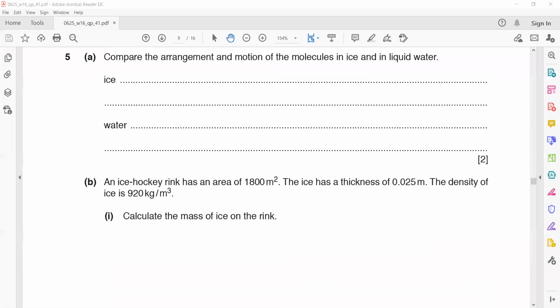Question 5. Any doubt in question 5? 5 part B.